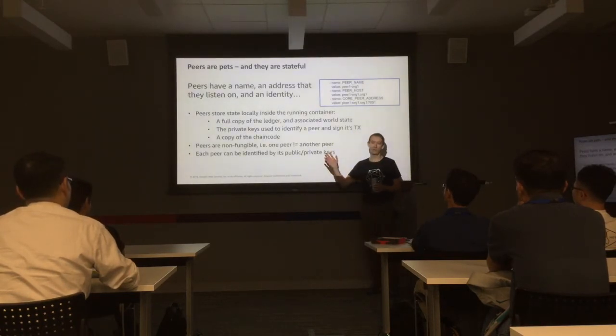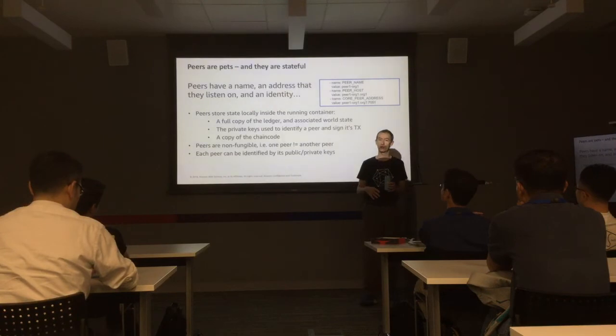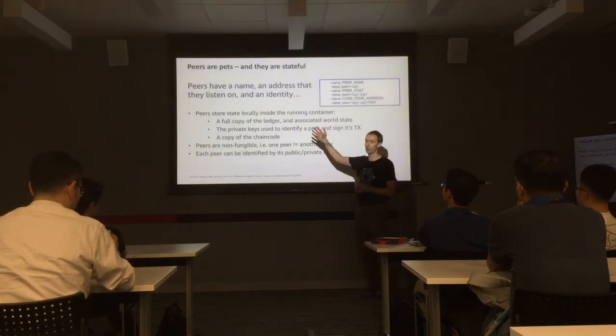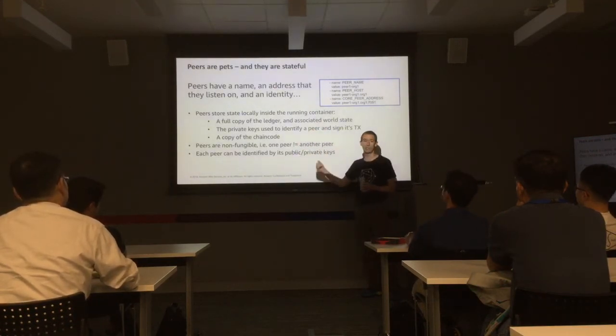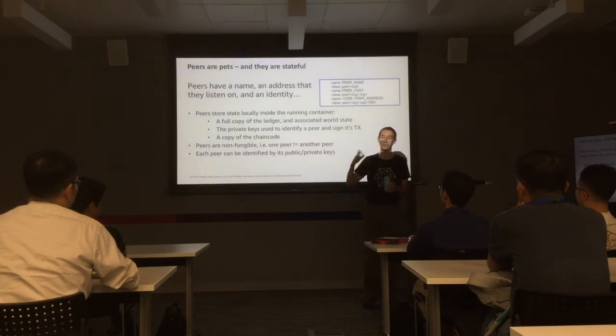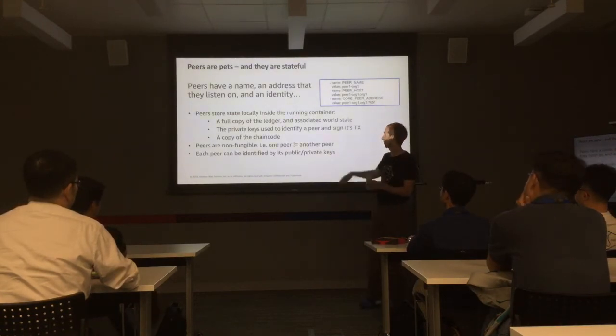So peers are pets. You can't just kill off a peer, right? He's got an identity. For goodness sakes. He's got a name. Actually, he has a lot of data inside of him. He has private keys and all sorts of things in there. You kill him off and you lose all of that. All the data's gone. The ledger's gone. You've lost the private keys, you lost the identity. You killed off a friend here.